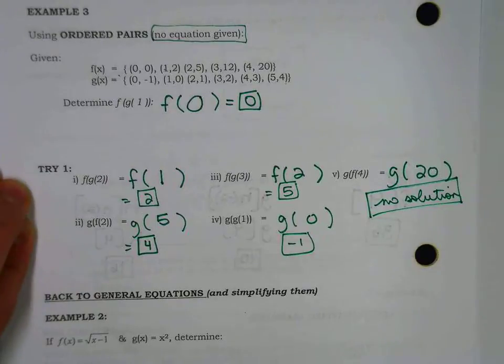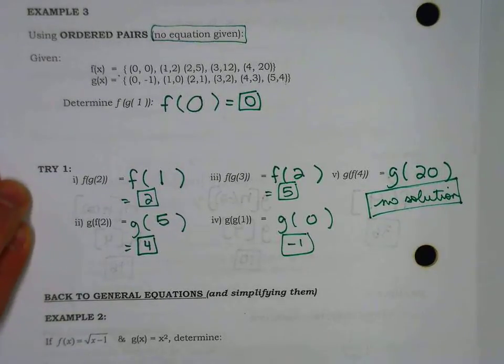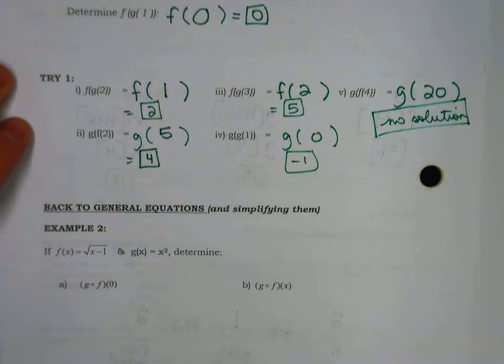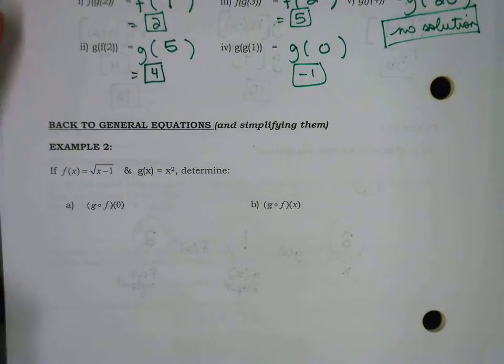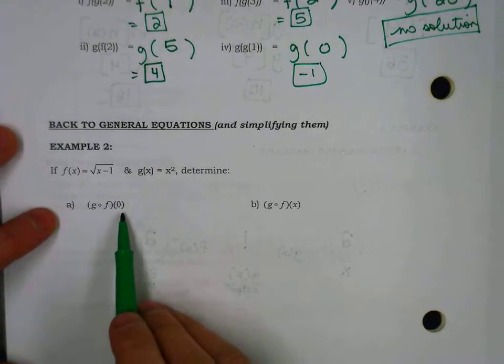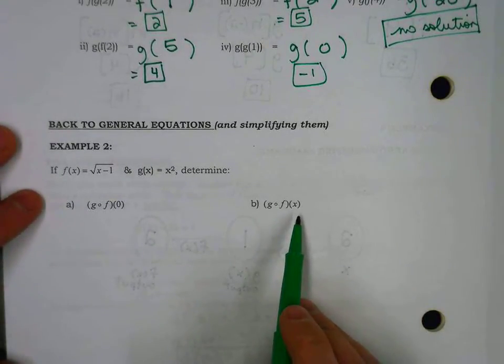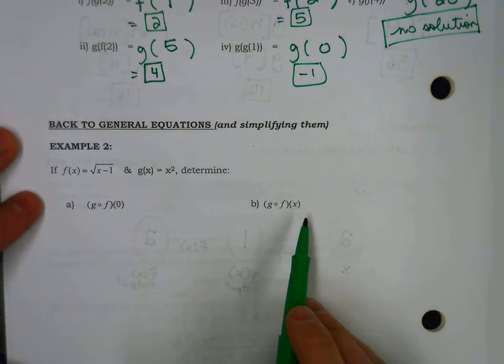Ordered pairs can be a little bit tricky, but with a little bit of practice, they can become quite simple. So we're going to go back to equations for the moment and talk a little bit about simplifying them. To start, I've got a very specific input, and then we'll talk a little bit more broadly about simplifying an equation as a general statement.